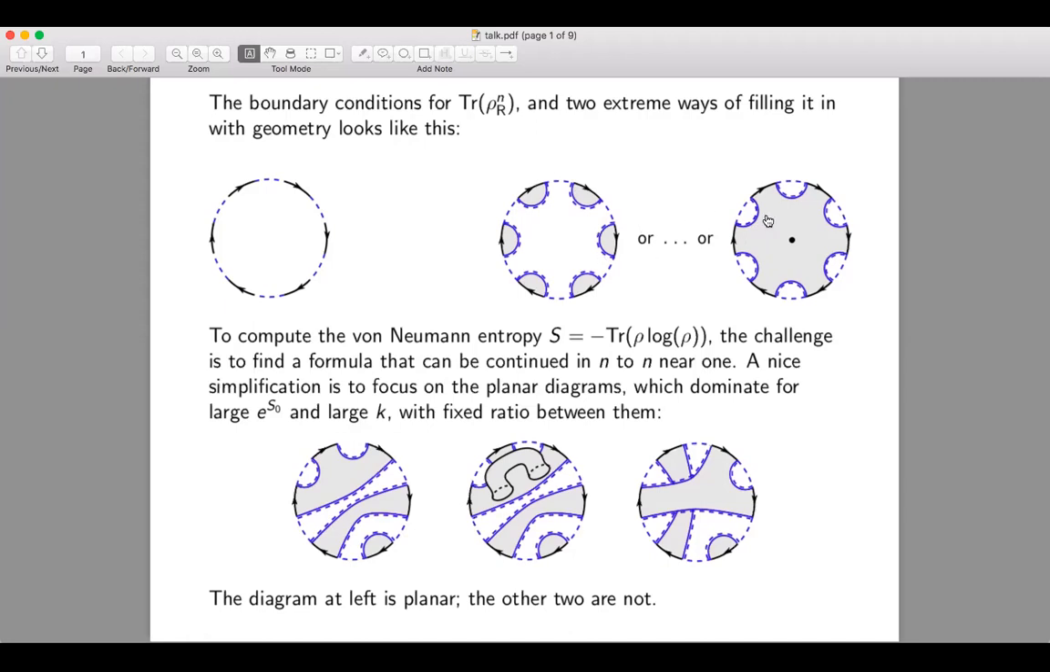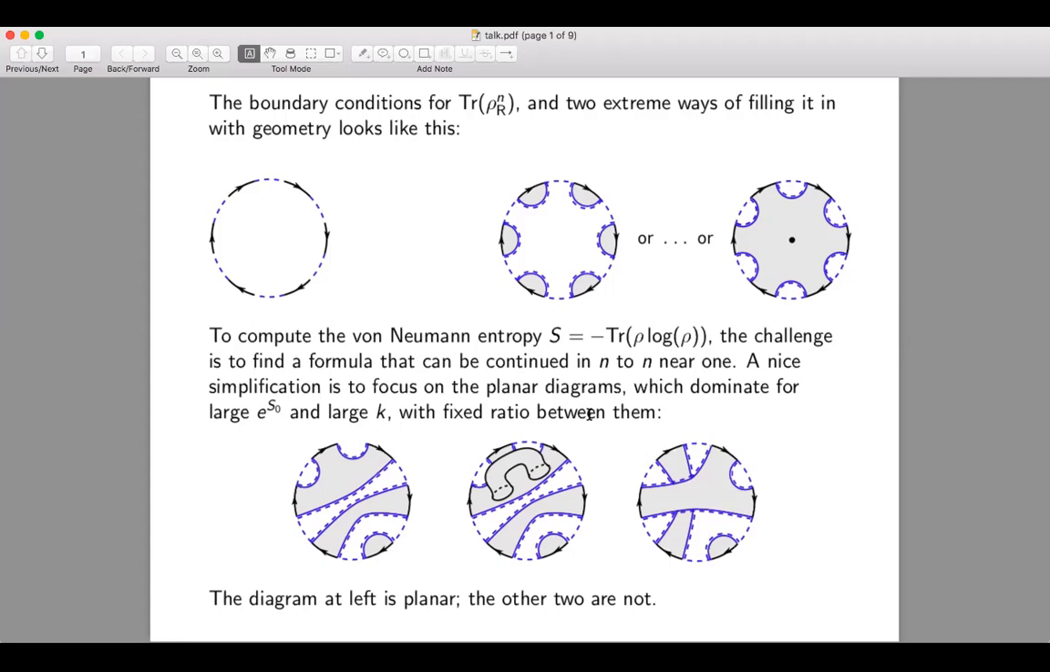But clearly there can be things intermediate between the two. And in order to compute this at arbitrary values of little n, and to analytically continue, we're going to have to somehow understand how to treat geometries with arbitrary degrees of connection and disconnection between the different boundaries. So to analyze that problem, a nice simplification is to use this limit we discussed a second ago, where e to the S and k are both very large, but with some fixed ratio between them.